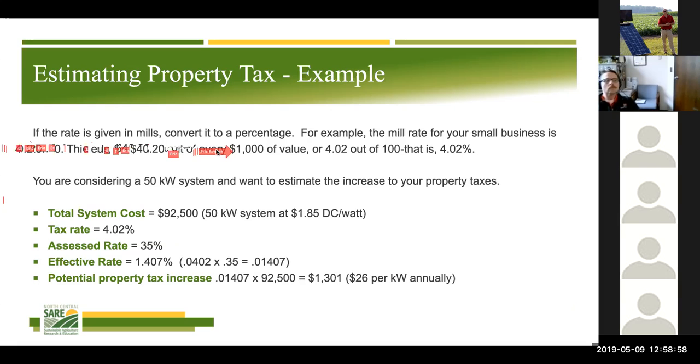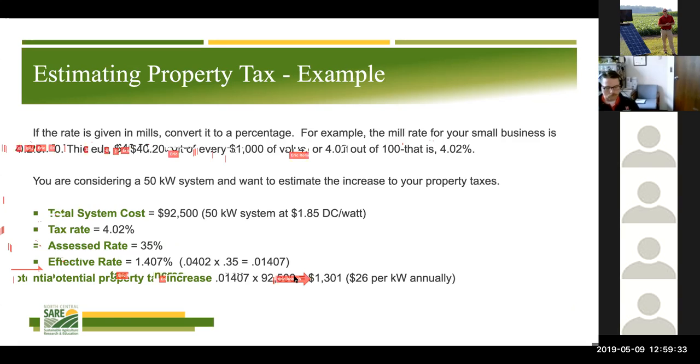Now we can do some math and distill that down to 4.2%. So our mill rate of 4.2%, or our nominal tax rate, times our 35% assessment rate is going to give us an effective tax rate of 1.407%. And if you applied that to our $92,000 system, you can see that we're going to pay right around $13,000 a year in additional property taxes if your system would be subject to that.